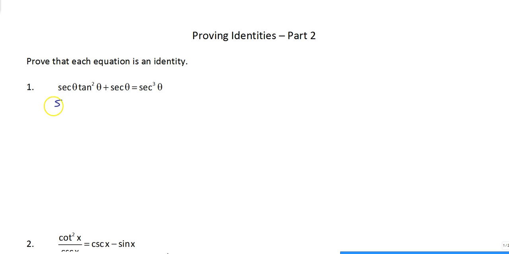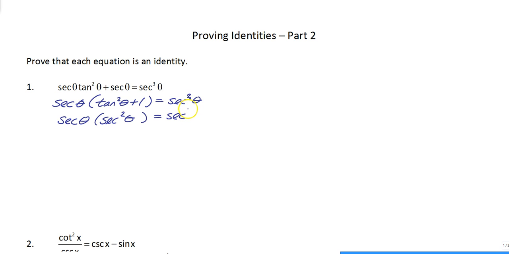Like I said, your first step should have been to factor out a secant theta from both sides, and that would leave you with tangent squared theta plus 1, and that's still equal to secant cubed theta. And tangent squared theta plus 1 is one of your Pythagorean identities. So tangent squared theta plus 1 is actually equal to secant squared theta. So you have secant theta times secant squared theta, and obviously if you multiply secant times secant squared, you will end up with secant cubed theta.